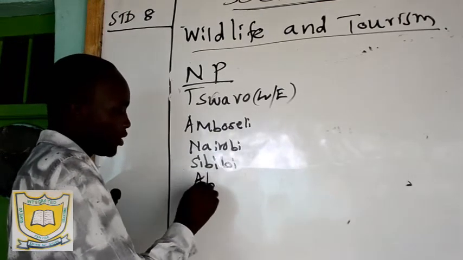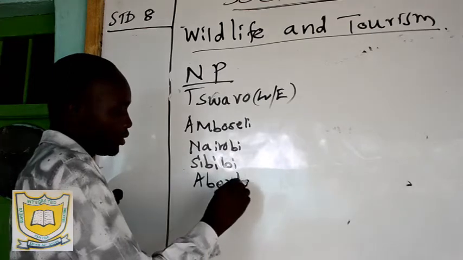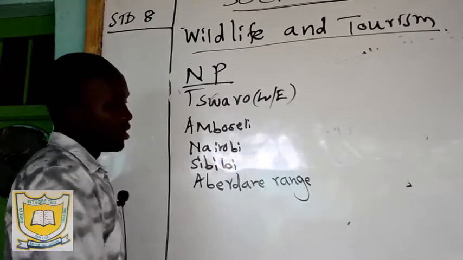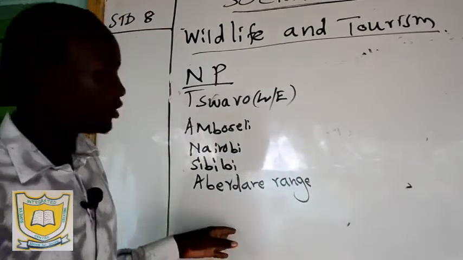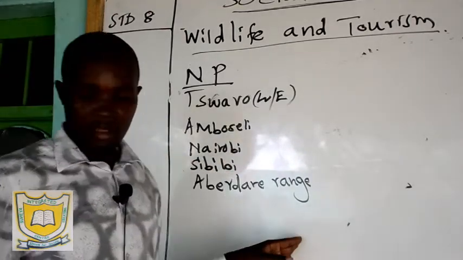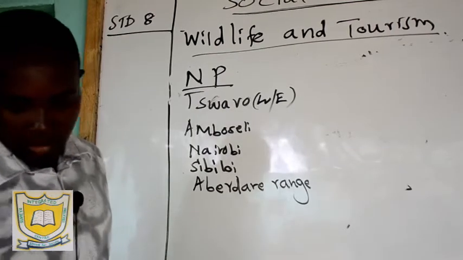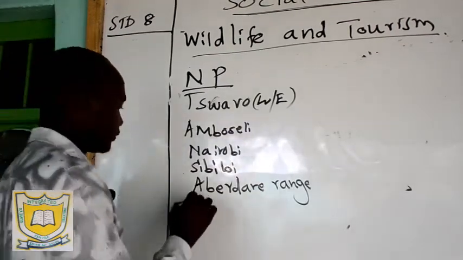Then we have what we call the Aberdare Range, around Aberdare Range mountain. So you'll find that we have very many animals preserved by the government there. Then we have Nakuru and Marsabit.